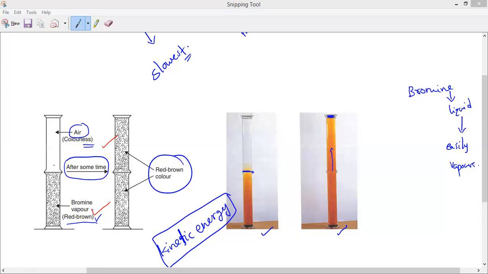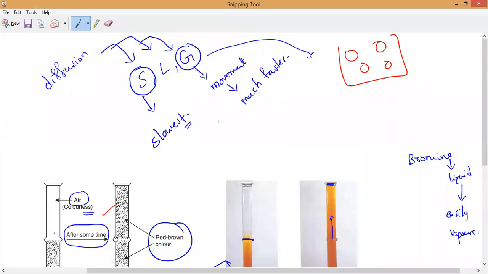In gases, what will happen? Diffusion will be much, much faster. Yes or no, guys? Because the intermolecular spaces are more in gas, so it will be much faster. That is why we always have to remember where the diffusion is much faster: diffusion is much faster in gases and slower in solids.